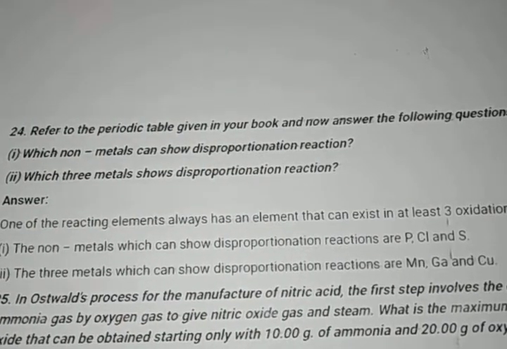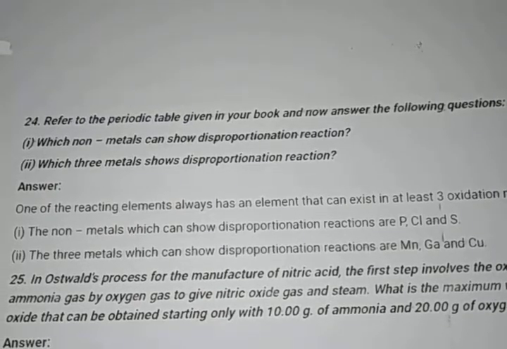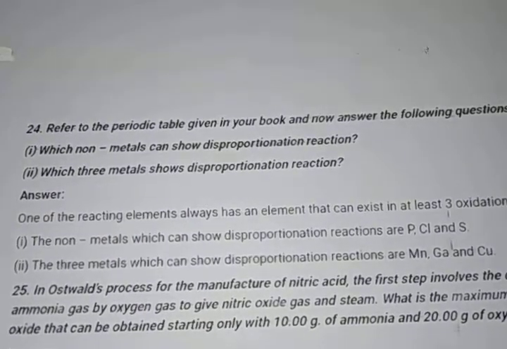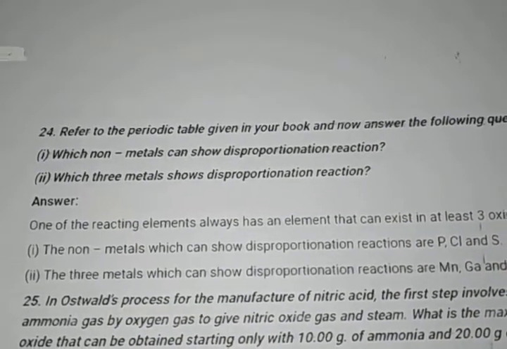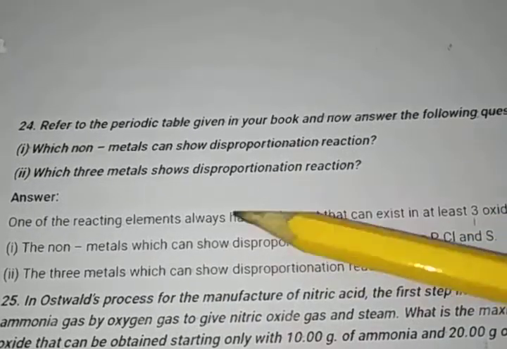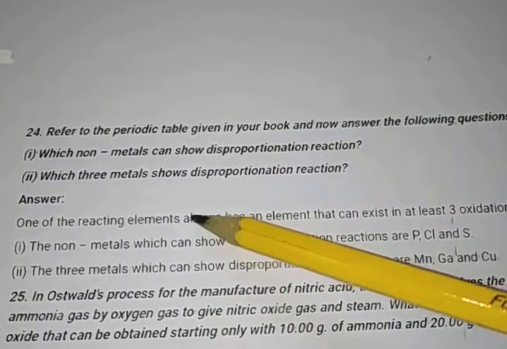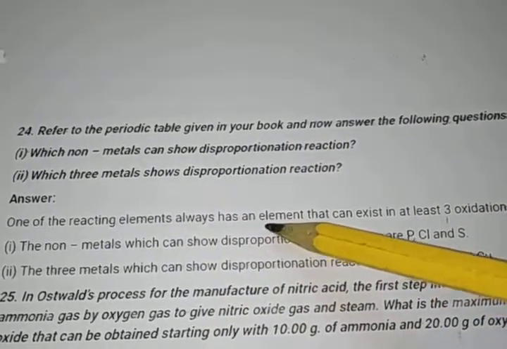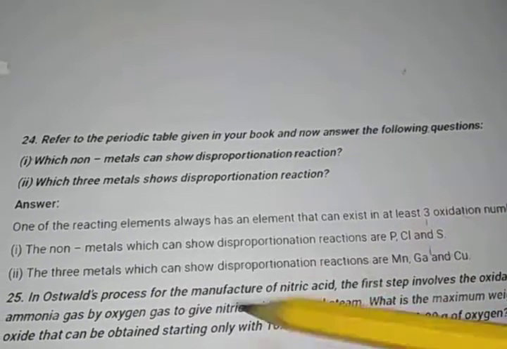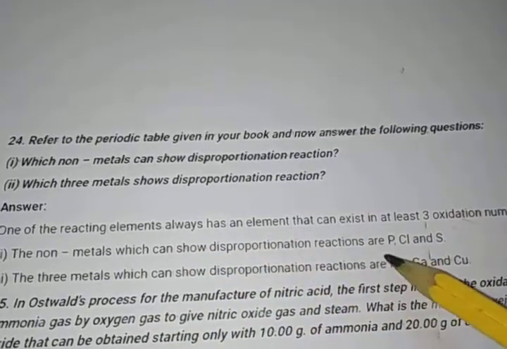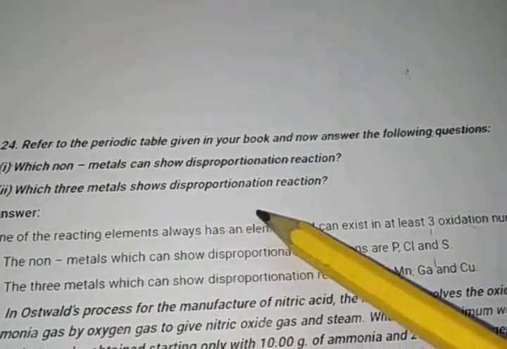Next, question number 24. Refer to the periodic table given in your book and answer the following questions. Question first: which non-metal can show a disproportionation reaction? Phosphorus, chlorine and sulfur, because these elements can exist in at least 3 oxidation states. So which non-metals show disproportionation? Phosphorus, chlorine and sulfur.